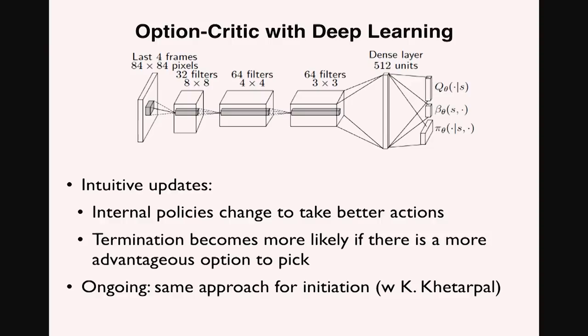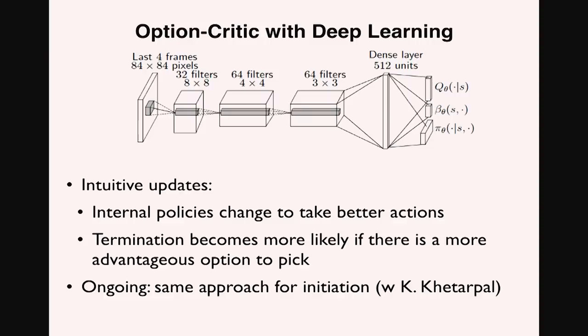And the gradient-based update rules actually end up with very interesting and intuitive ways of adapting what the agent does. The internal policies basically of all the options go to taking better primitive actions, and the options learn to terminate whenever there's somebody better than them that can take control. And so results were very encouraging.